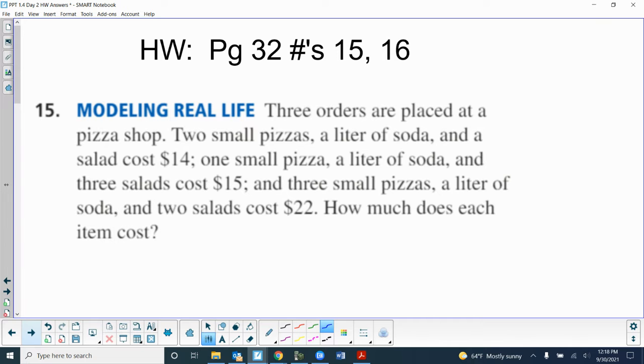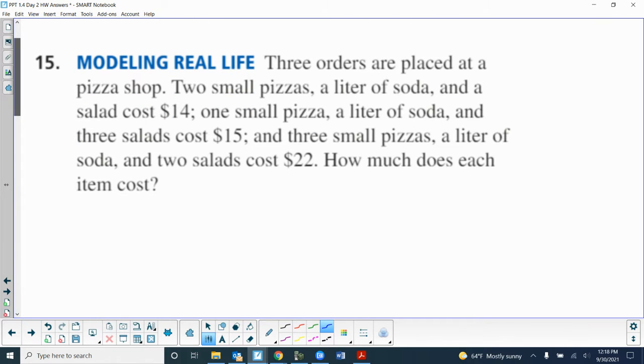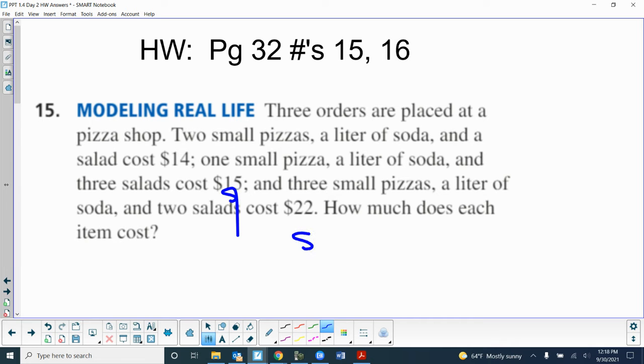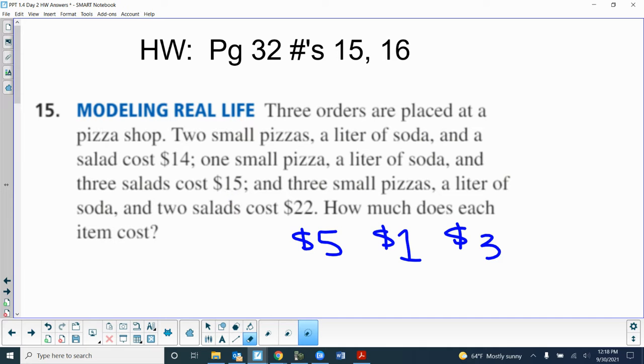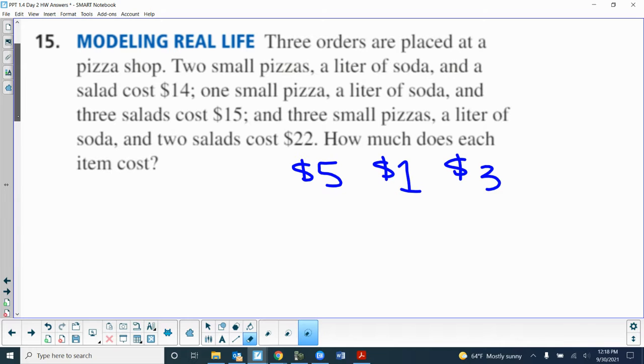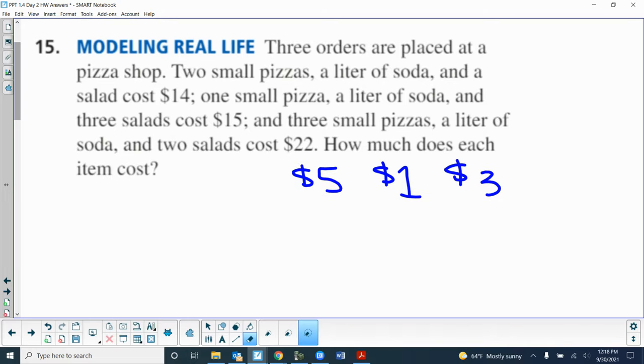All right, so number 15 for homework. I think it was $5 for a pizza, $1 for a soda, and $3 for a salad, wasn't it? Any questions? That's a pretty easy one, wasn't it? Jared? I got 3.5, 4.75, and 2.25. Okay, so you did something wrong somewhere, either putting it in or setting it up.